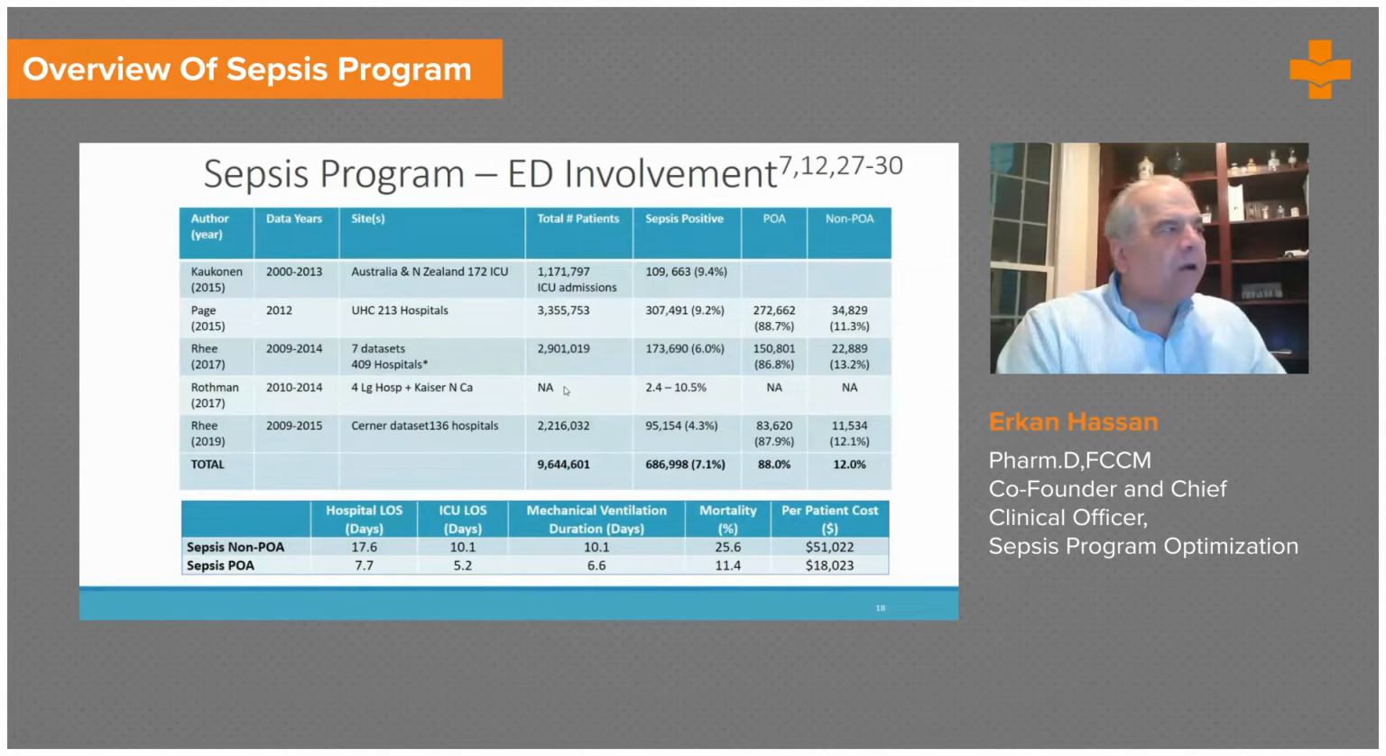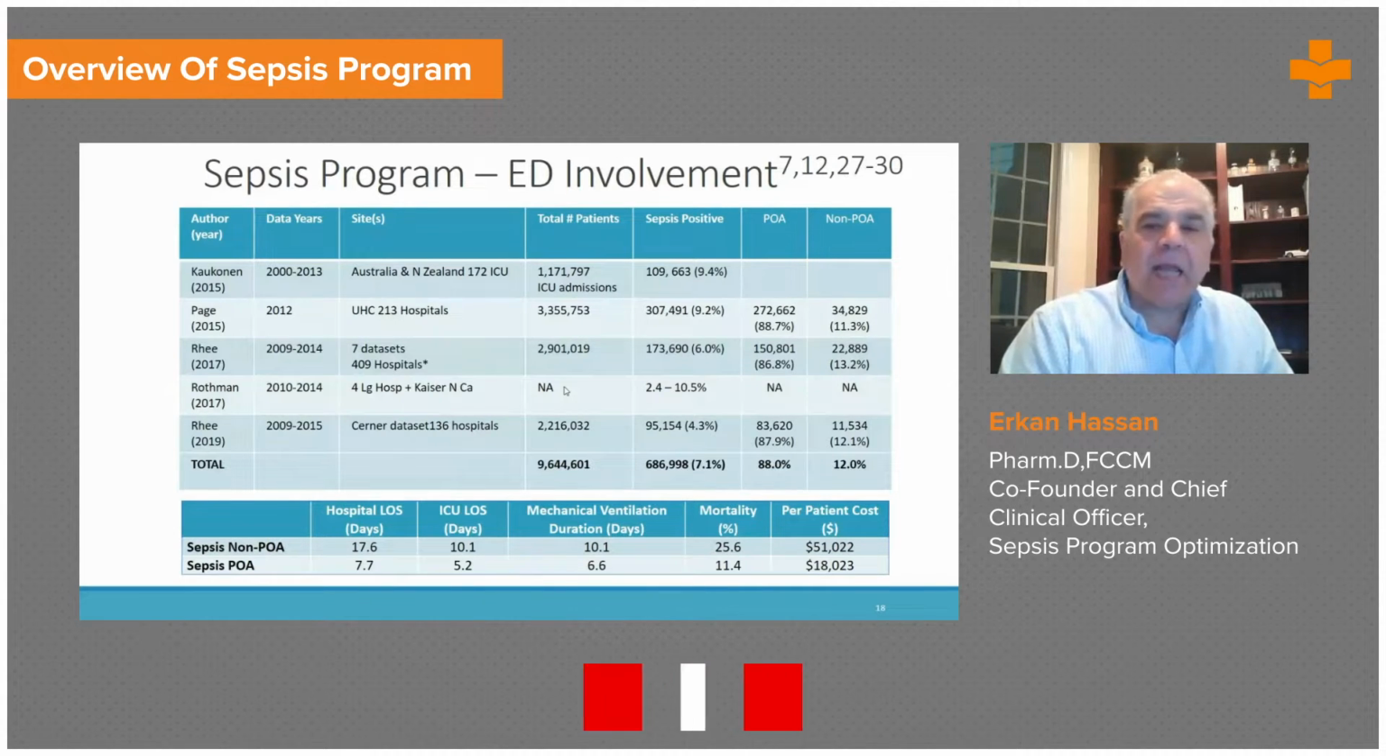These are five studies from all around the world looking at over 9.6 million patients. Of the 9.6 million patients, 7.1% were sepsis positive, very consistent with the very first slide we showed of about a 4 to 8% sepsis rate. The far two right columns are POA and non-POA. POA stands for sepsis present on admission. Non-POA means sepsis was not present on admission.